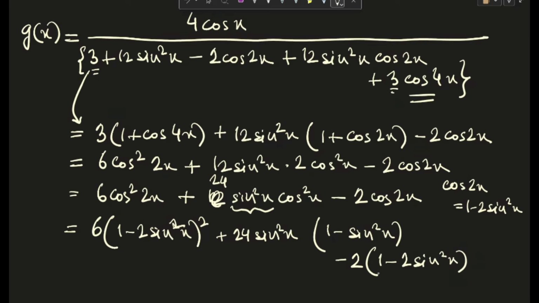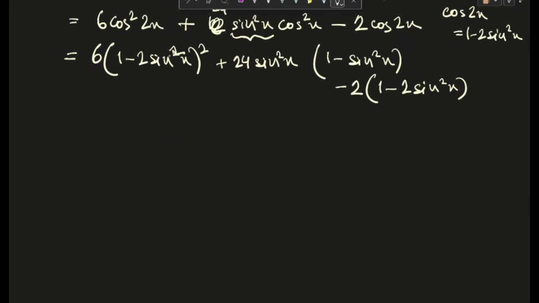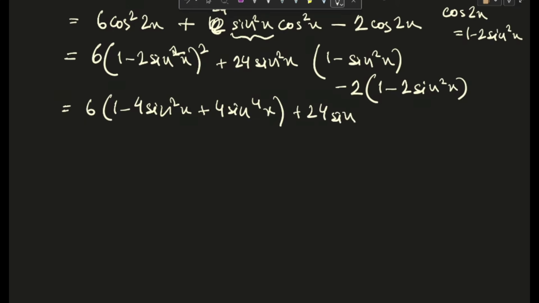So I'm changing the page, guys. I don't have any space here. So now if we expand this particular thing, this is your 6 times. I will write all these steps, okay, because I don't want to leave any confusion. 1 minus 4 sine square x, plus 4 sine power 4x, and plus 24 sine square x minus 24 sine power 4x, minus 2 plus 4 sine square x.